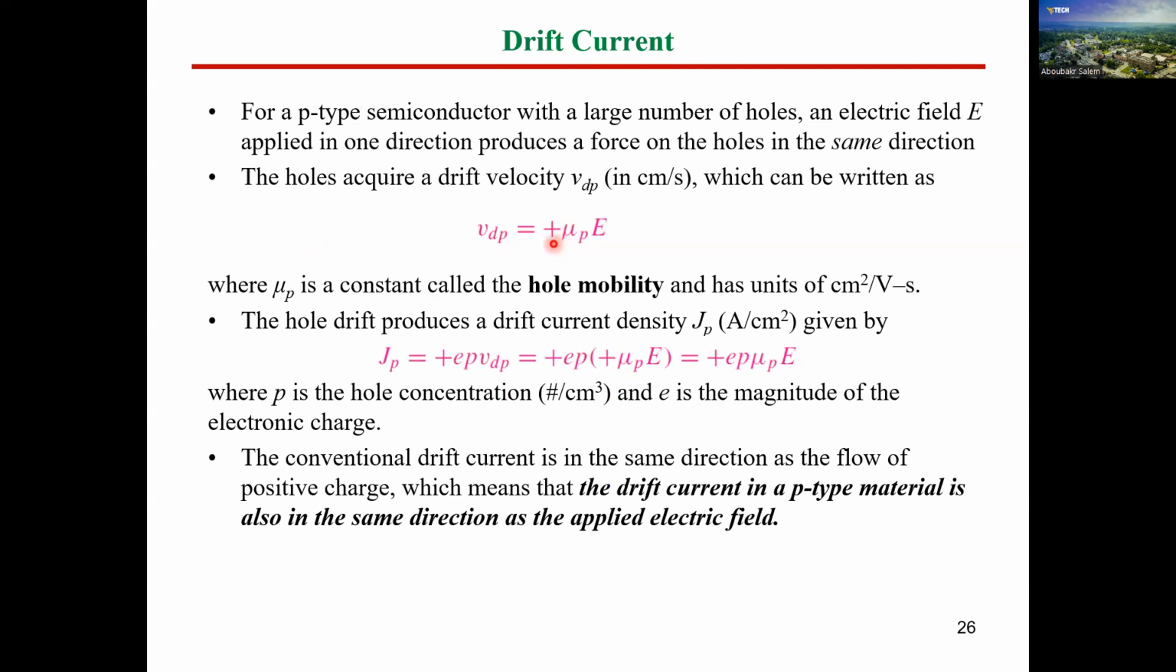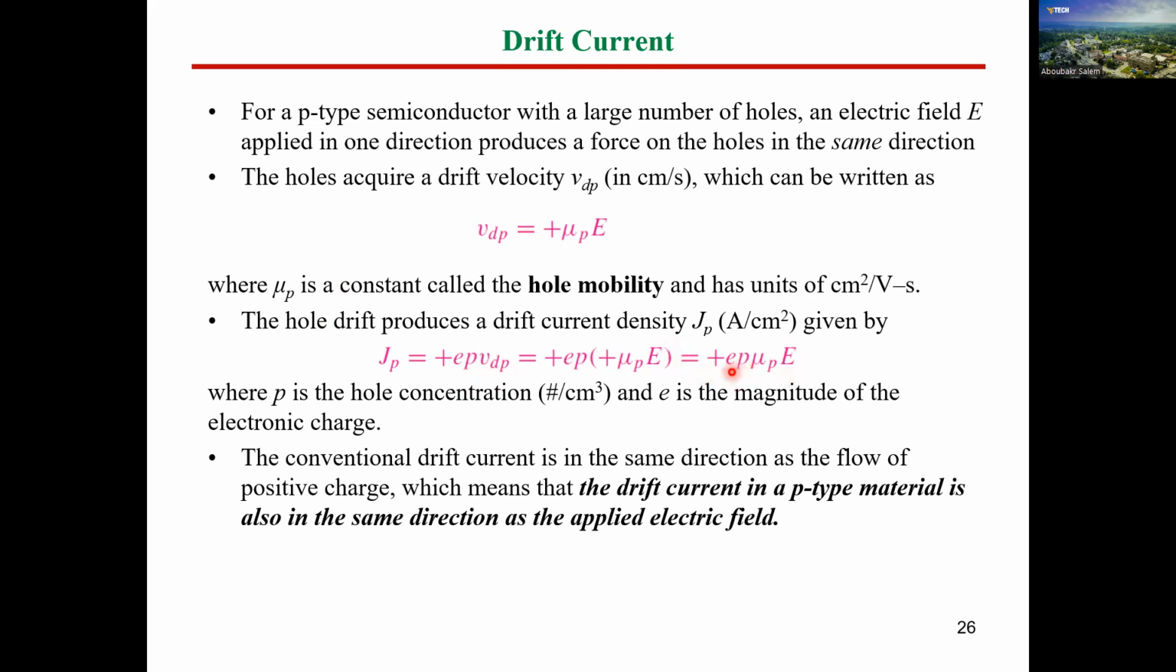However, the sign here is plus because holes flow in the opposite direction of electrons, since they are positive charges. So in this case, the hole drift current can be calculated as e, the electron charge, times p, the hole concentration, times v_dp, the drift velocity of holes. Substitute with the drift velocity, mobility, and electric field, and you will end up with e p mu_p E.